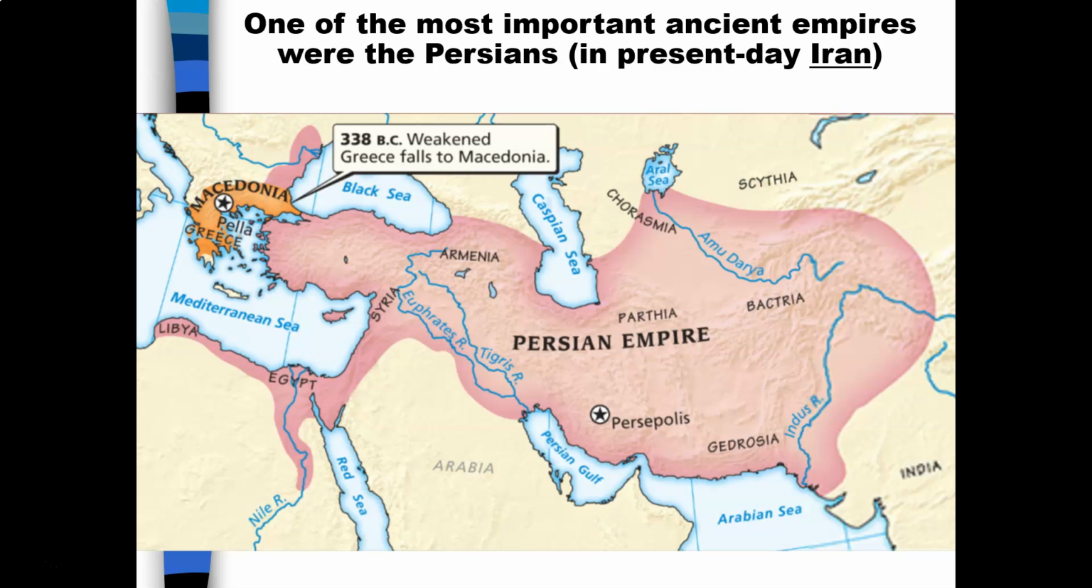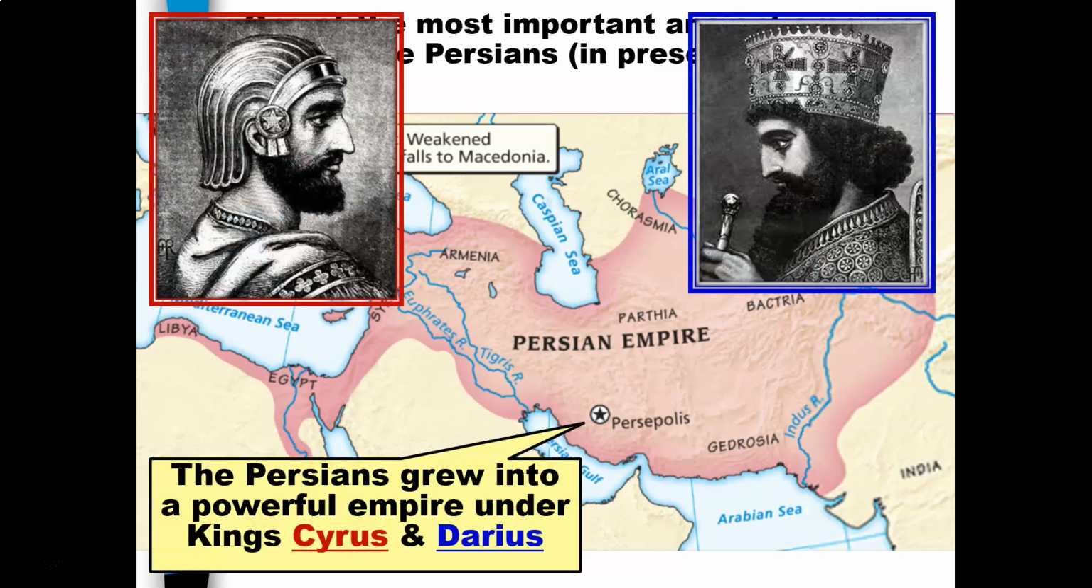One of the most important ancient empires was the Persians, in present-day Iran. The Persian Empire was, and even up to today is, one of the biggest empires in the world. Unfortunately, every empire has fallen, and in 338 BC, weakened Greece was able to fall to Macedonia. As you can see on the map to the left-hand side, this is what the Persian Empire became.